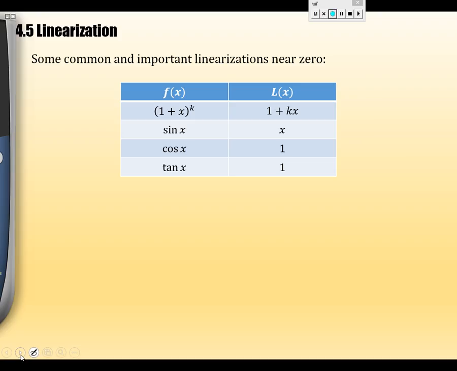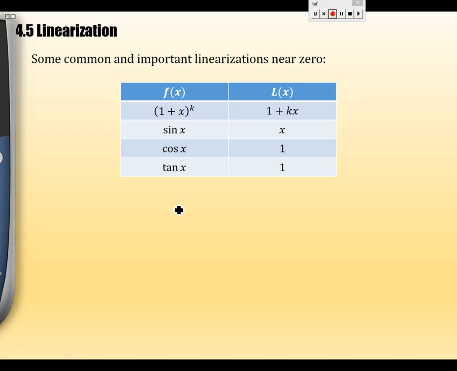And interestingly, if we had, instead of 1 plus x to the 1/2, which is what we were just working with, other things, we actually get the same linearization, except with a different k value there. Other linearizations that are important that will come up are these here.